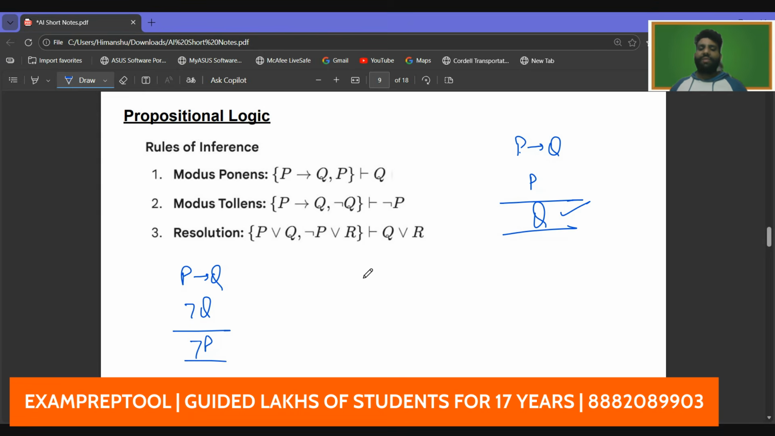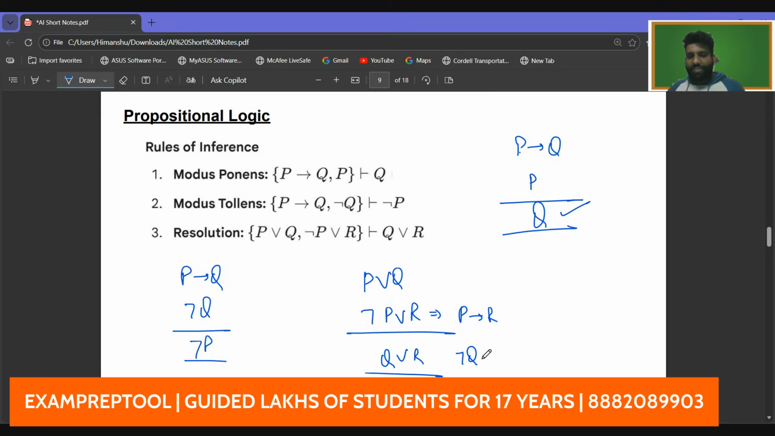And similarly, we talk about P or Q, negation of P or R, we say Q or R. So over here we are saying this is true, over here we are saying this is true. I hope you know how to go about this. So you can just write something like this. Let me just use that idea only. So this you can write as P implies R. This you can write as negation of Q implies R.